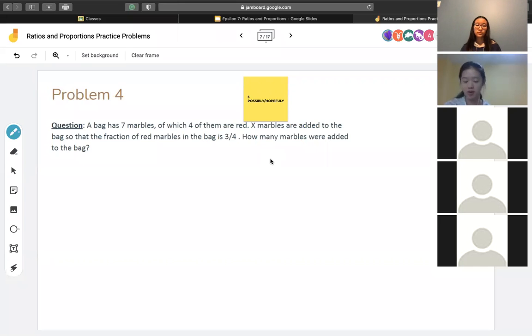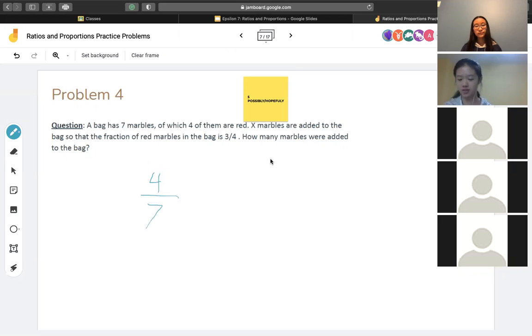But a more algebraic way to solve this using proportions is to do this. So first, the initial ratio of red marbles to total marbles is 4/7. Then it says that x marbles are added to the bag.